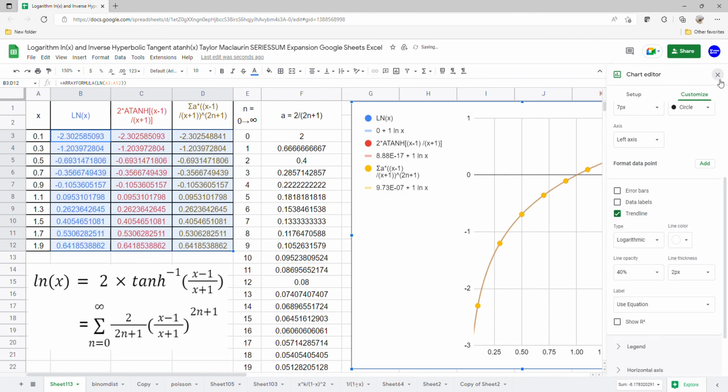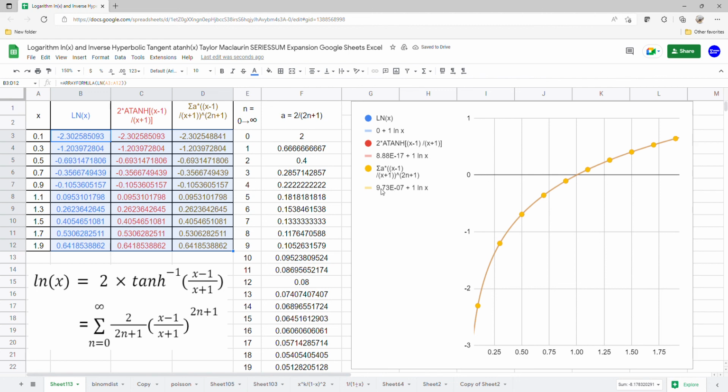Now here's the equation. So the equation is 9.73 times 10 to the minus 7, which is almost 0, plus 1 ln x. Their values are almost the same. Their lines are all collinear. And their datasets are almost the same. So this completes the use of series sum, the Taylor series sum, and its inverse hyperbolic tangent equivalent to generate a trend line of ln x, or the natural logarithm of x.